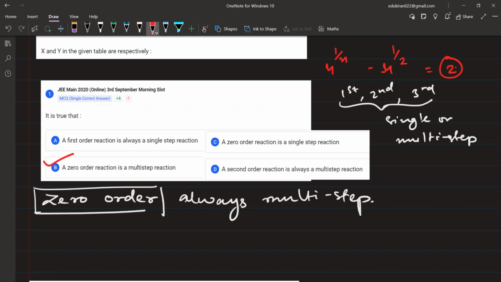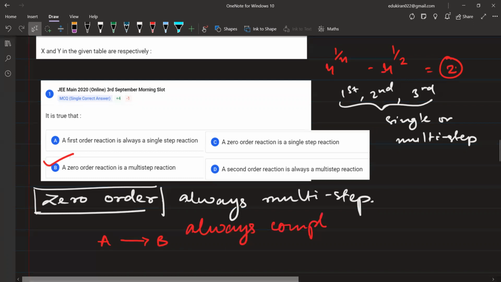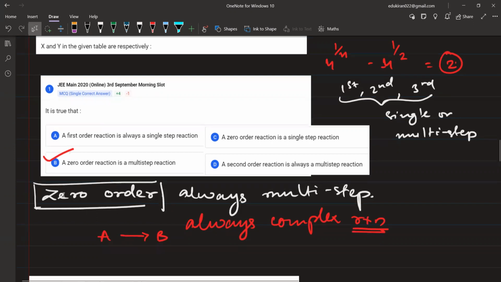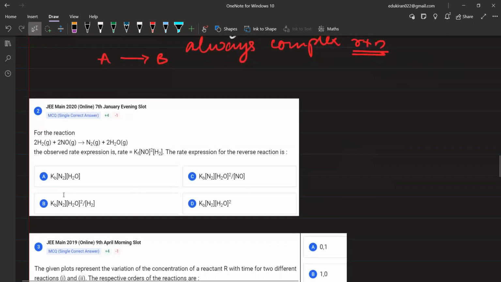Zero order is going to be always multi-step, because, for example, if you are getting A to B and this reaction is not dependent on the concentration of A, then obviously it is going to be multi-step. A के concentration में depend नहीं करा तो कुछ यहाँ पे हो रहा हो complex reaction. That is why it is always multi-step, because zero order is always complex reaction. So next, another question. This is also a very interesting question. Please write this down.